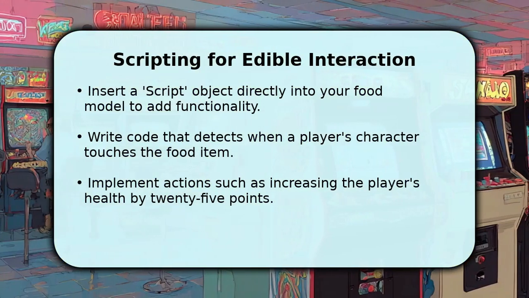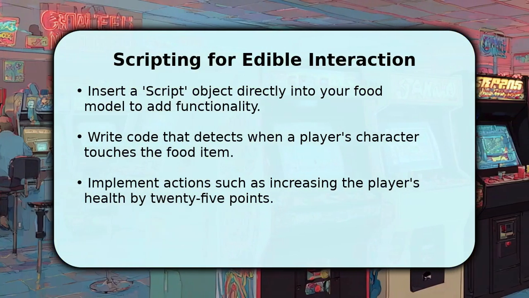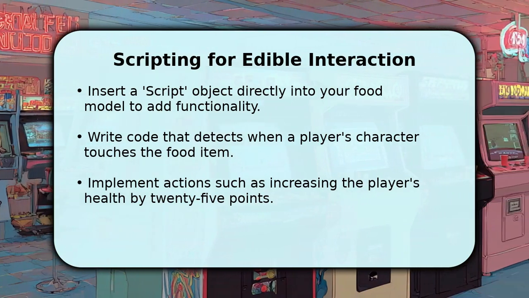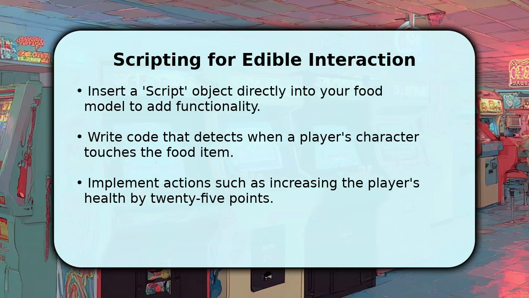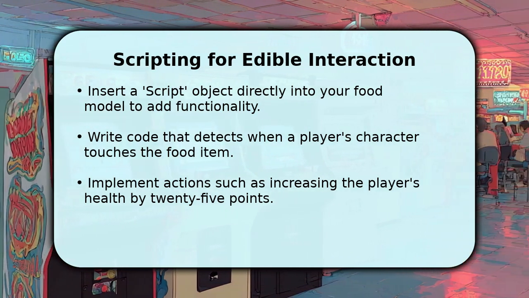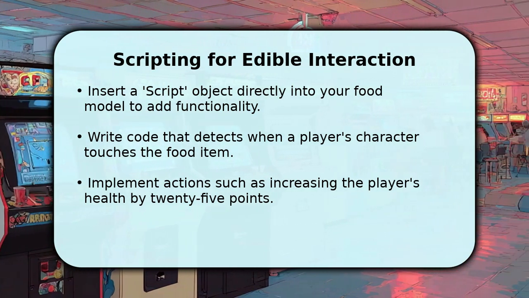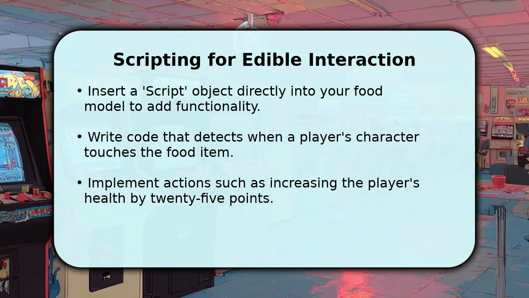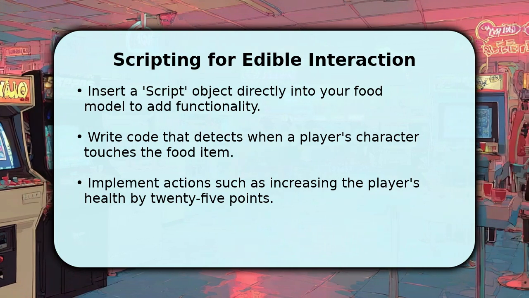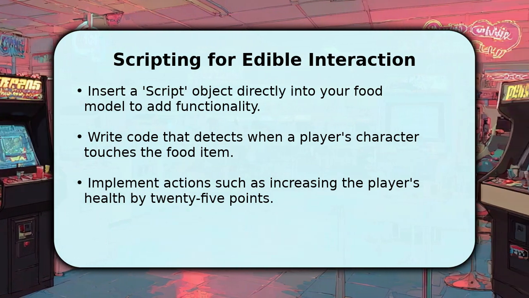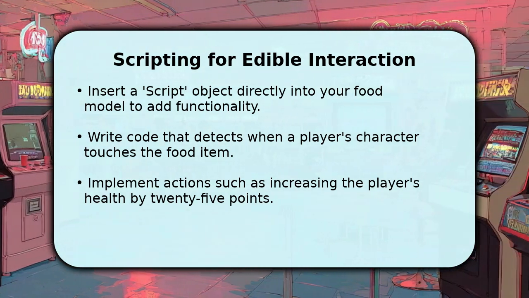To make your food edible, you will need to add a script. Right-click on your food model in the Explorer window, hover over Insert Object, and select Script. Inside this script, you will write code to detect when a player's character touches the food. For instance, upon touch, the script could increase the player's health by 25 points or perhaps decrease their hunger meter by 1/5. This makes the food truly interactive.